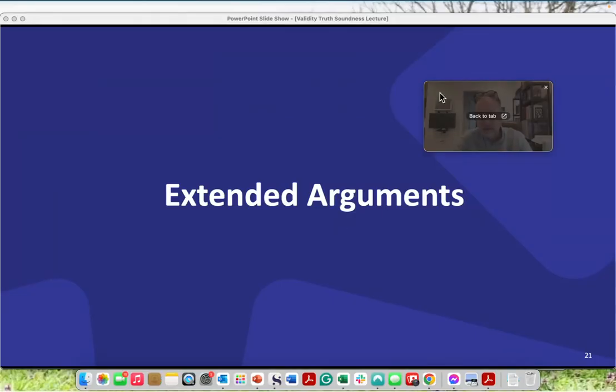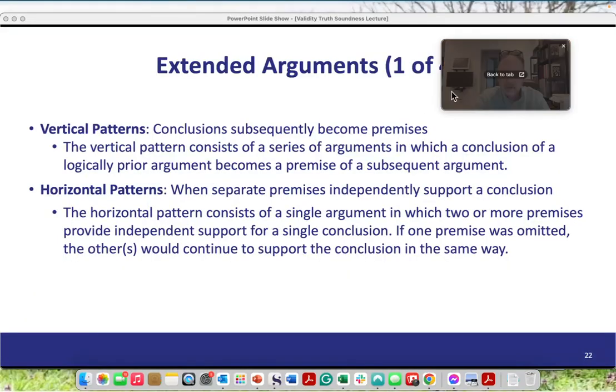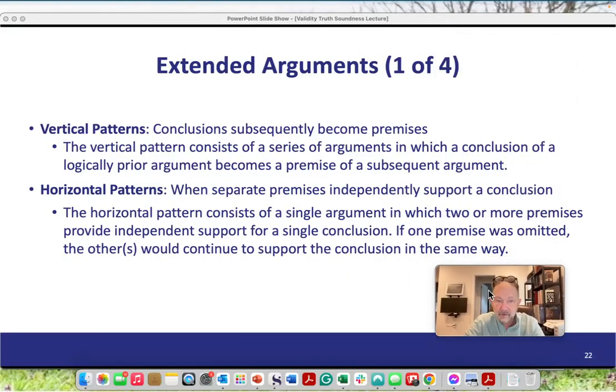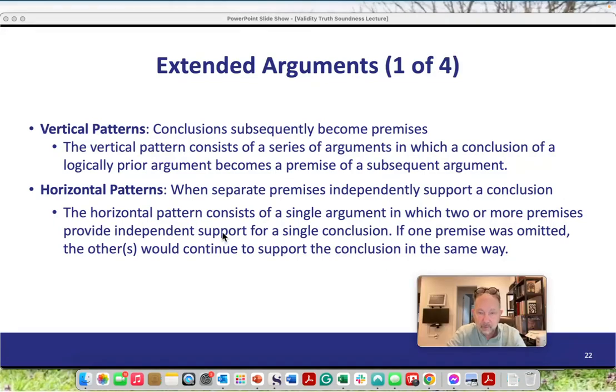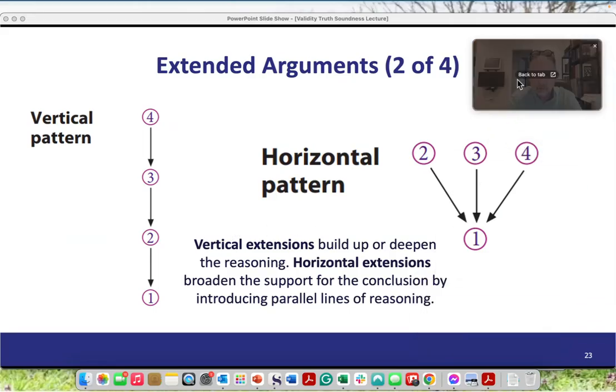So there's something in logic called extending arguments, and there's a couple of different ways to extend arguments. There are vertical patterns that extend arguments, and there are horizontal patterns that extend arguments. You'll see that here, right? So this is a vertical pattern where verticals build up or deepen the reasoning. If this, therefore this, therefore this, therefore this. You're going deeper down into whatever you're reasoning with, right?